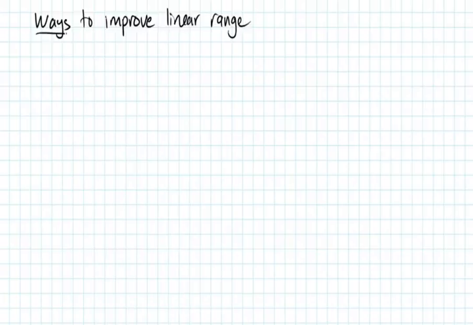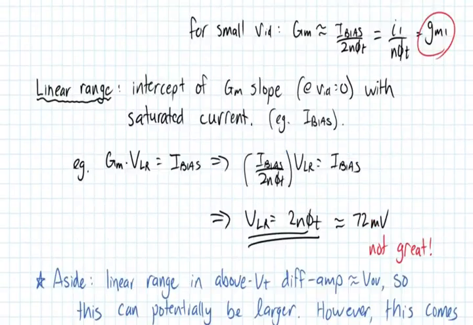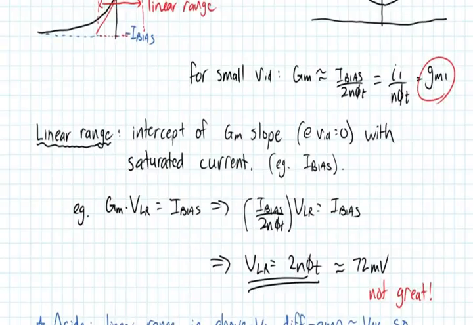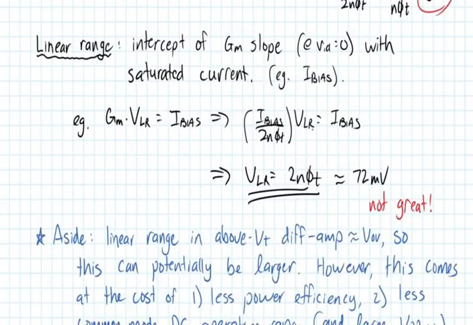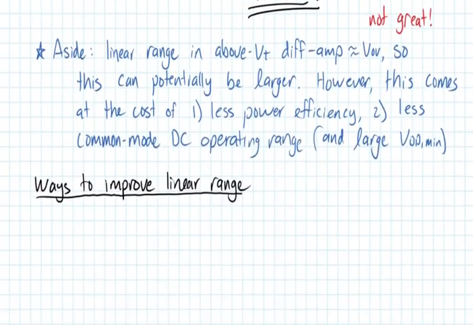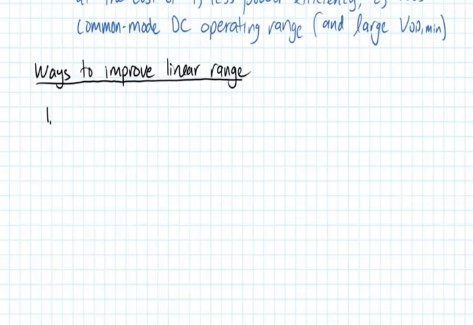Okay, so let's go ahead and discuss ways to improve linear range. Okay. All right. There we go. So basically what we're saying here is that in subthreshold, the linear range is defined as it's proportional to some transconductance and to our I bias current. So essentially the most straightforward way to increase our linear range is to lower GM.